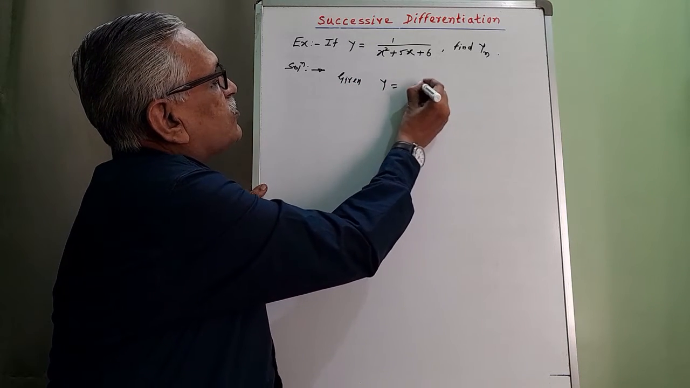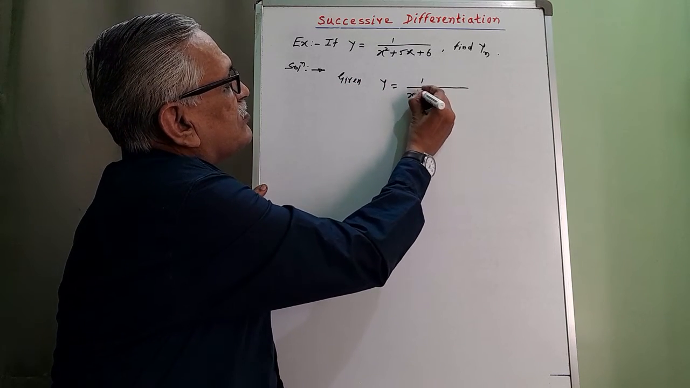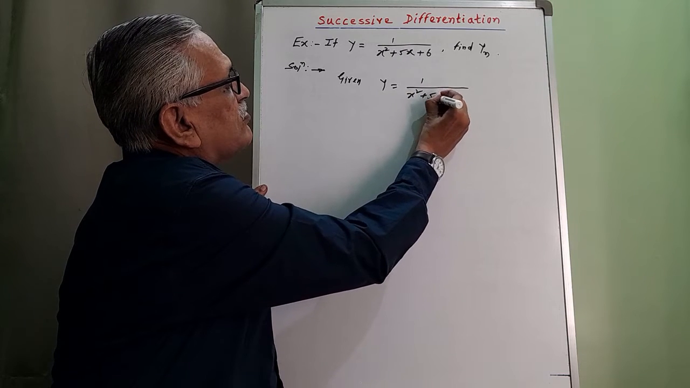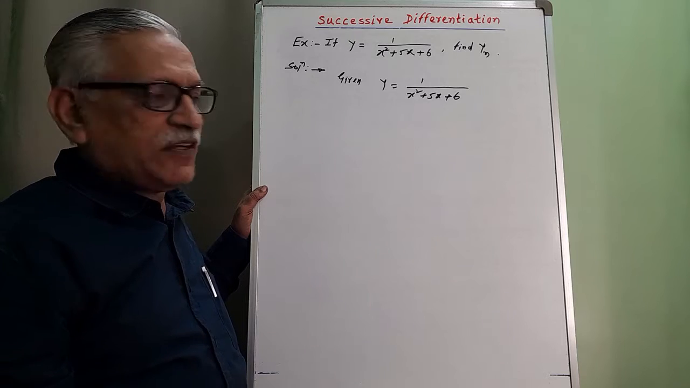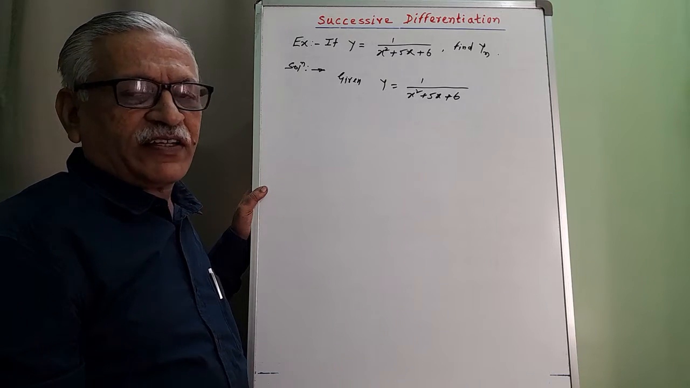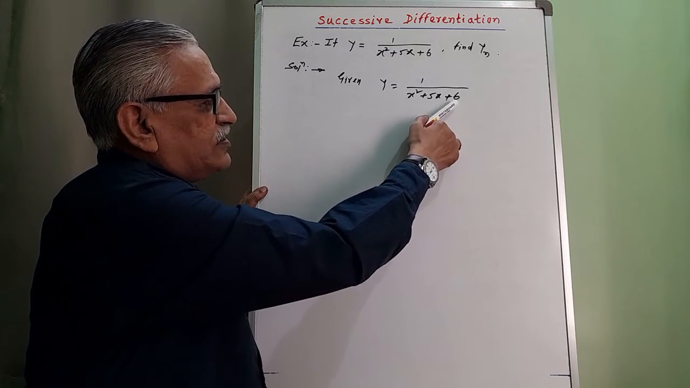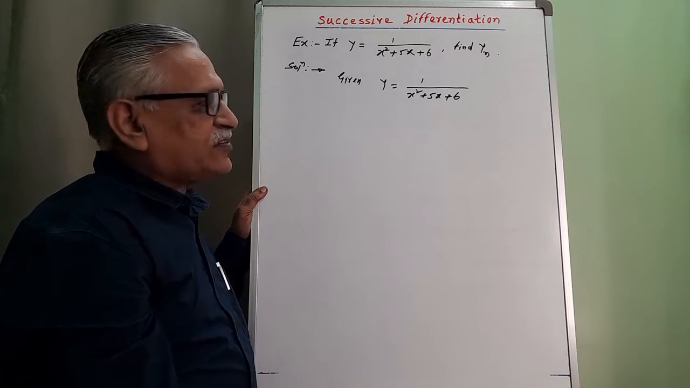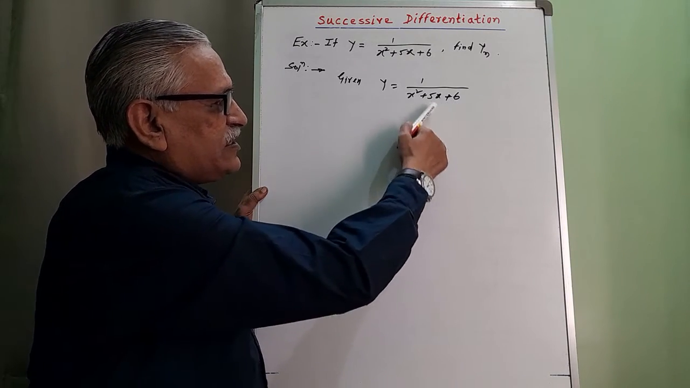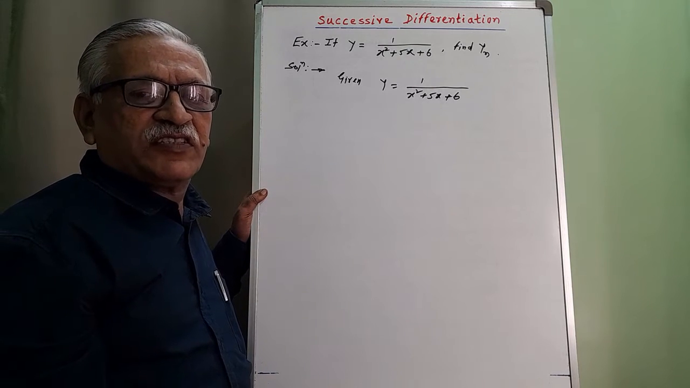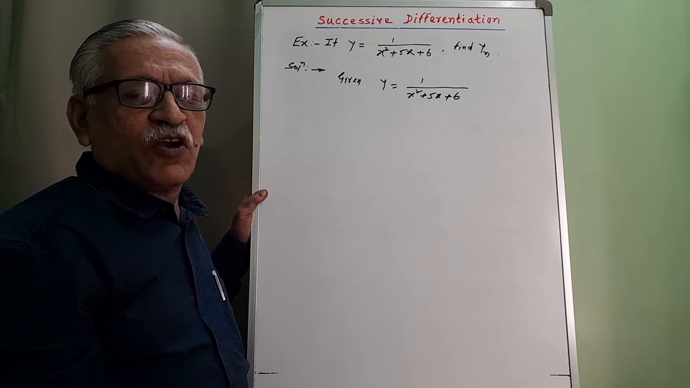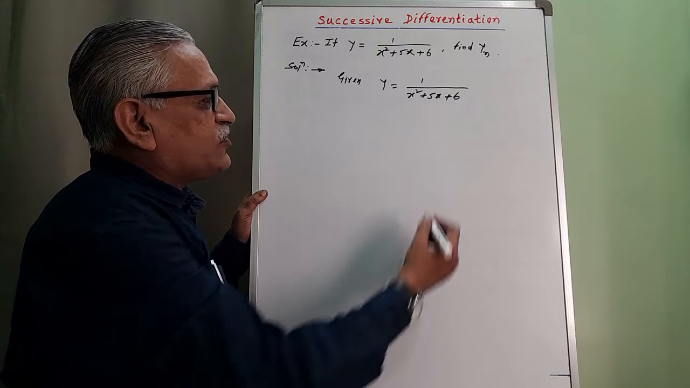y is equal to 1 upon x square plus 5x plus 6. We try to find the factors of this quadratic by making the factors of 6 in such a way that the product must be 6 and the sum must be 5. Therefore, the factors of 6 are 3 and 2. The product is 6 and the sum of 3 and 2 is 5.